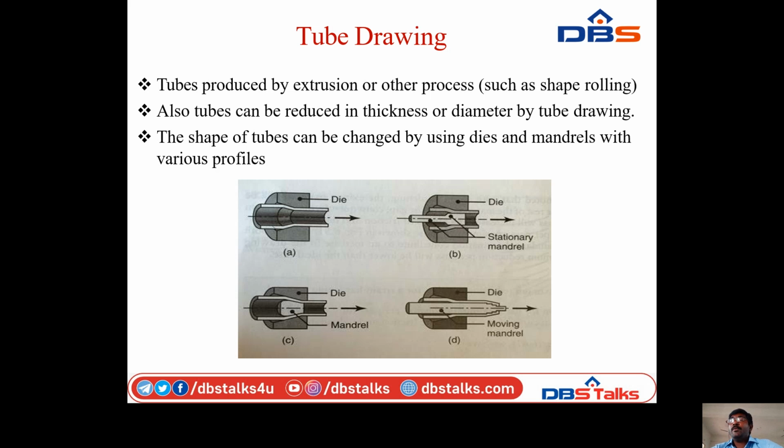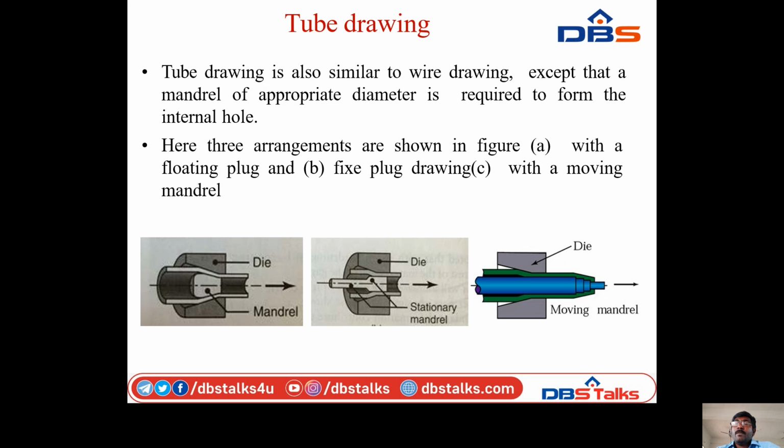Tube drawing. Tubes are provided by extrusion or other processes such as shape rolling. Also, tubes can be reduced in thickness or diameter by tube drawing. The shape of the tubes can be changed by using dies and mandrels with various profiles. Tube drawing is also similar to wire drawing, except that a mandrel of appropriate diameter is required to form the internal hole.